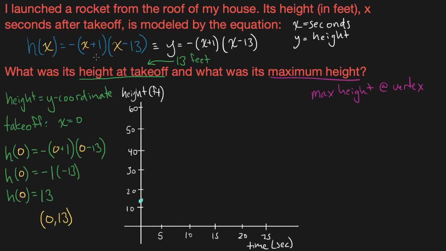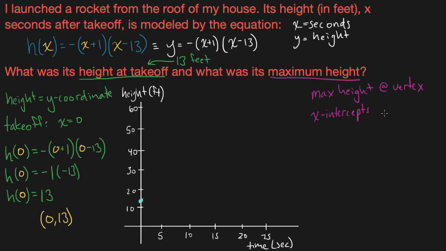And so when we find the vertex, what we want to do to start is find the x-intercepts, so where the parabola crosses the x-axis. The vertex is going to be halfway in between those two x-intercepts, or I should say the x-coordinate of the vertex is going to be halfway in between those two x-intercepts. So we have x-intercepts at 2 points.